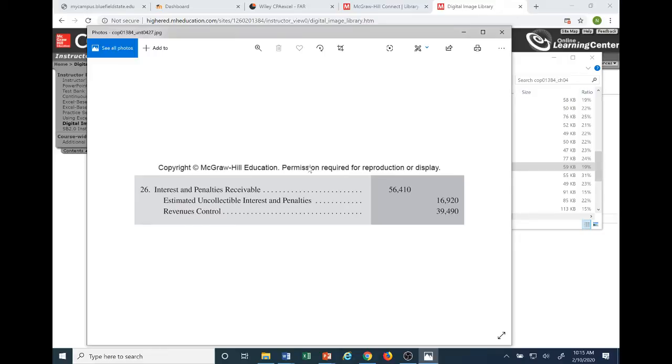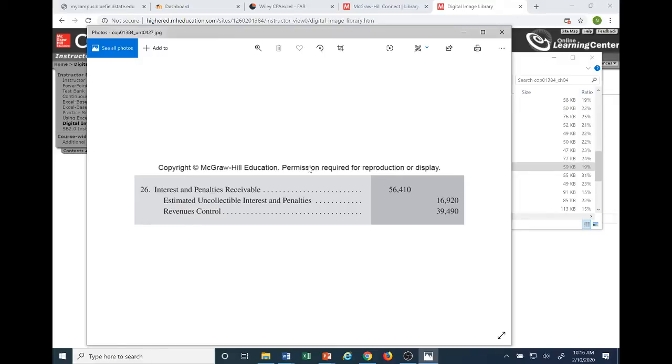it says the amount of interest and penalties earned by the general fund of the Village of Riverside and not yet recognized is $56,410, right? And it's expected that only $39,490 of that can be collected. So this is what the entry is going to look like. Obviously, we're going to debit the interest and penalties receivable of the full $56,410, right? Then we're going to credit the estimated uncollectible interest and penalties of $16,920 and credit revenues control of $39,490.